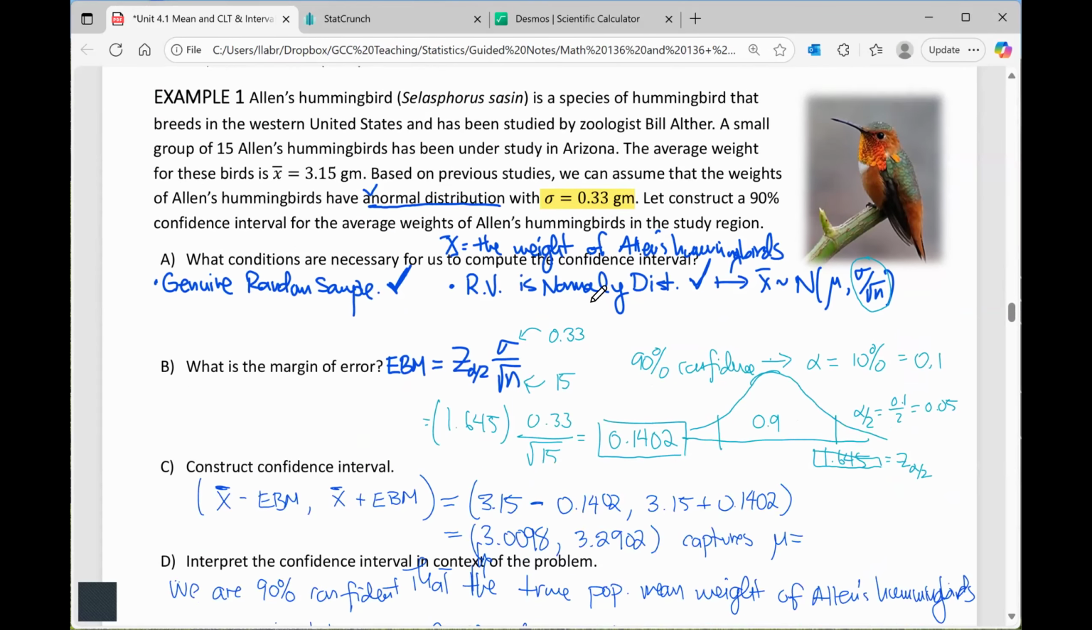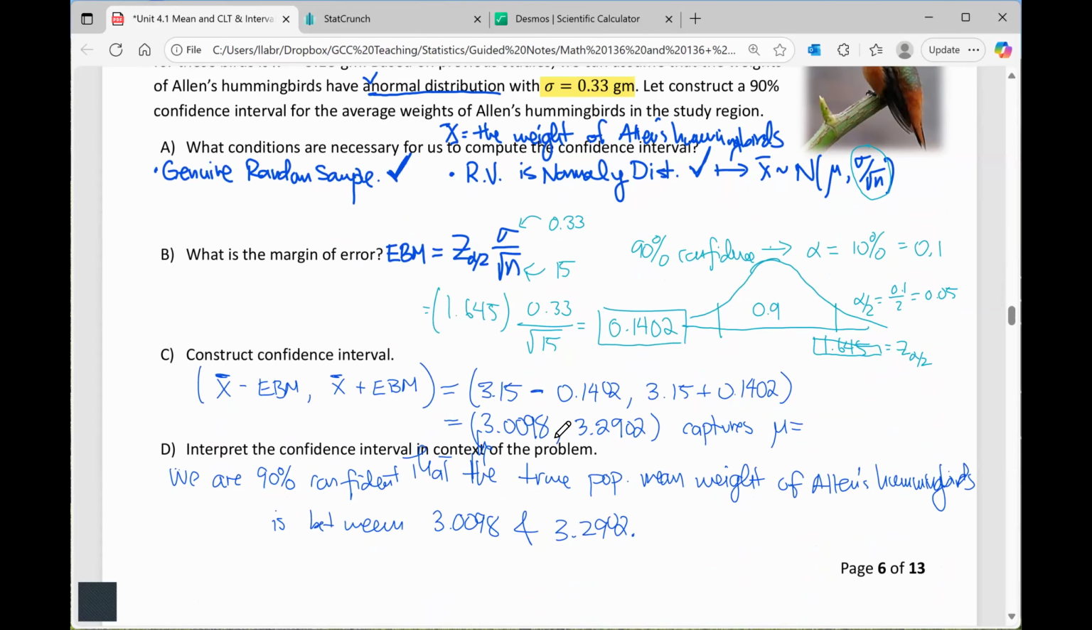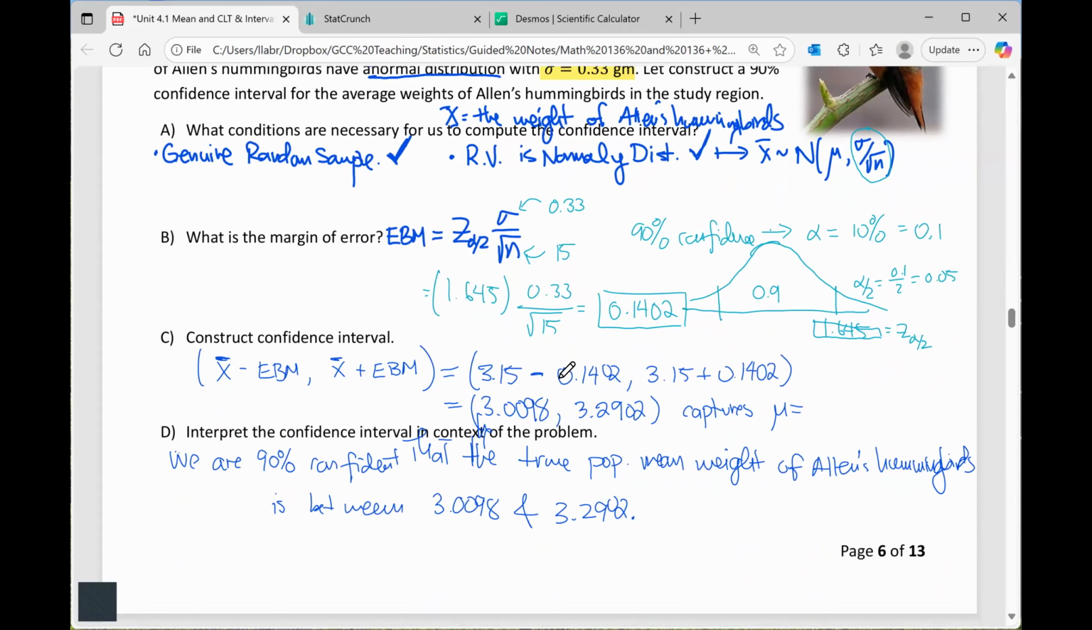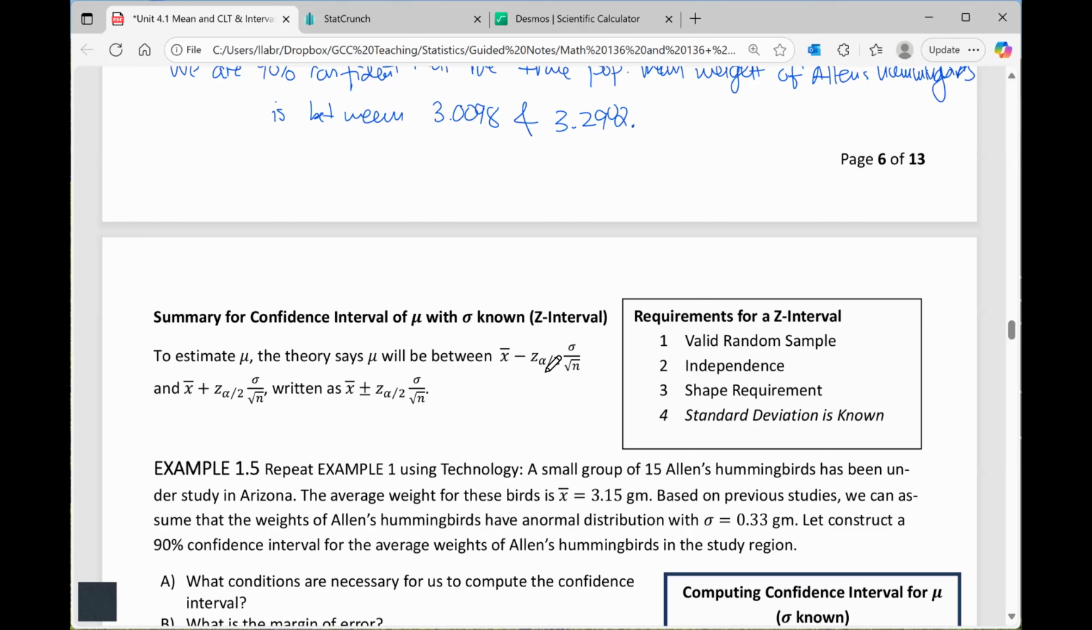All right, that's one of the only times we're going to do this by hand. What I want to do is show you how to do this using technology. It's very simple. To use technology, you're going to use StatCrunch. And you're going to have to be careful here. You need to know that sigma is known. And because sigma is known, I'm going to be using what's called a Z interval or a Z test.